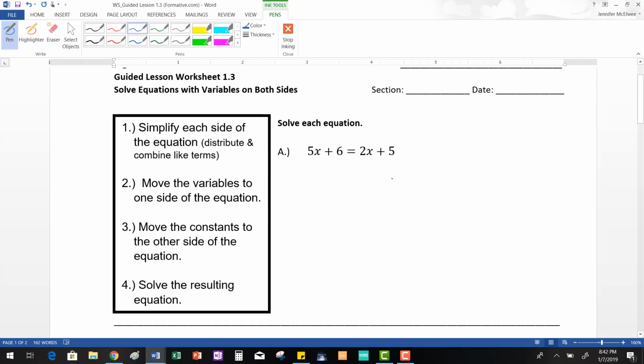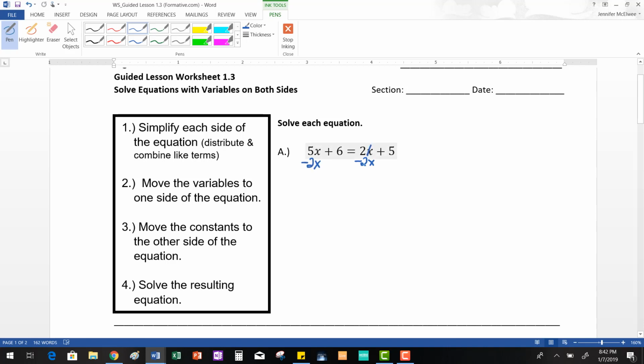So now I move on to step 2. I'm going to pick the side that I want my variables on. Again, I'm going to always choose left for the sake of this video, so I want my variable terms on the left-hand side over here. That means this variable term 2x on the right-hand side is not in the place that I want it to be. So I'm going to use my inverse operations to make that move. Since this is a positive 2x, I'm going to subtract 2x on both sides of the equation.